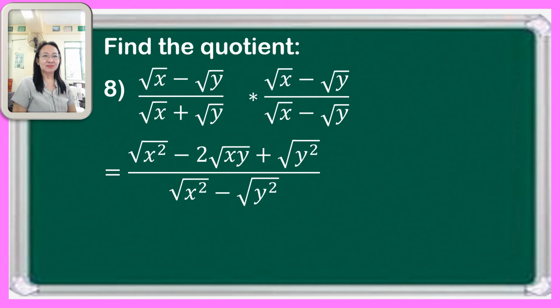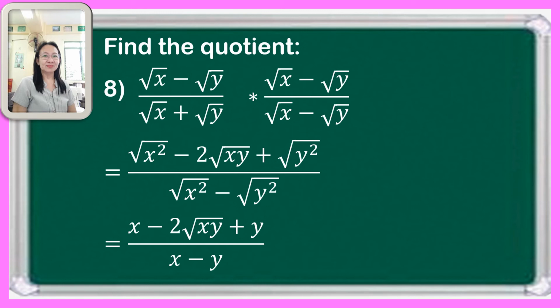Now, looking at the denominator, observe that they are sum and difference. So, using the special product, let us get the square of the square root of x minus the square of the square root of y. So, simplifying this, we have x minus 2 square root of xy plus y over the simplified form of the denominator, x minus y. So, this is our final answer.